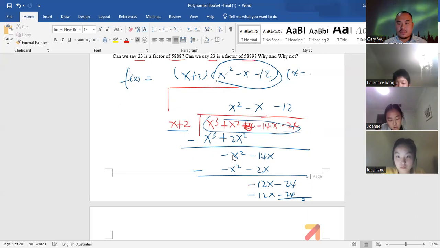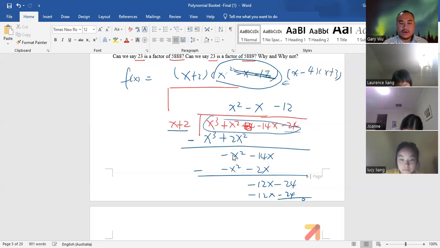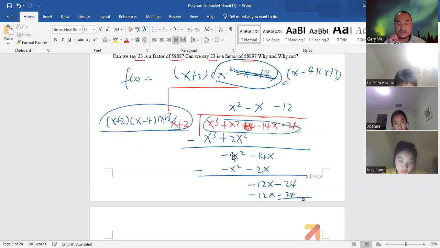I'm not sure what to do. Okay, Lucy, can we please work out this one? Factorize. X minus 4 times X plus 3. Okay, so the whole thing will become X plus 2 times X minus 4 times X plus 3. Does it make sense? So that's how we factorize it.